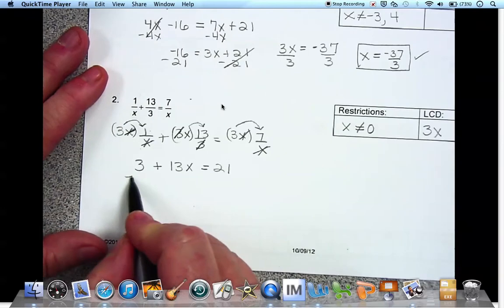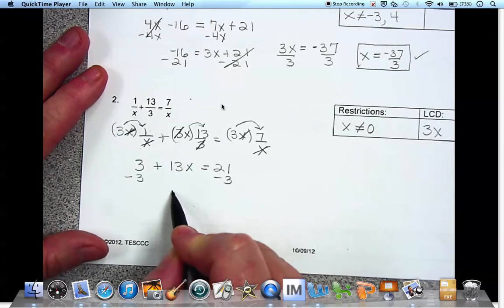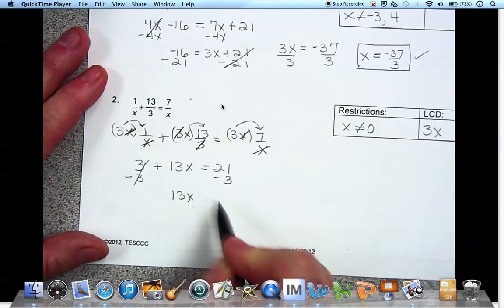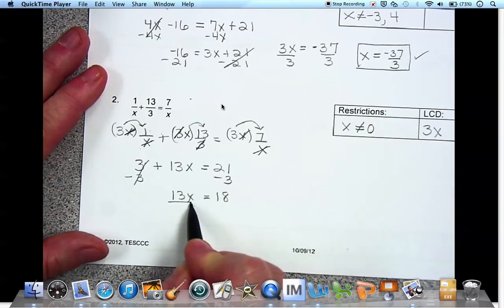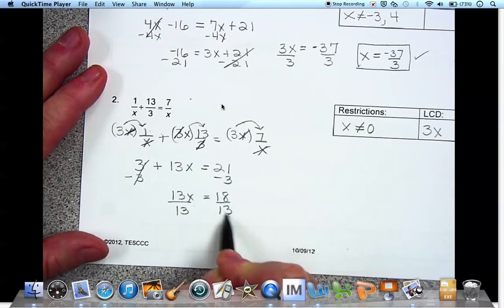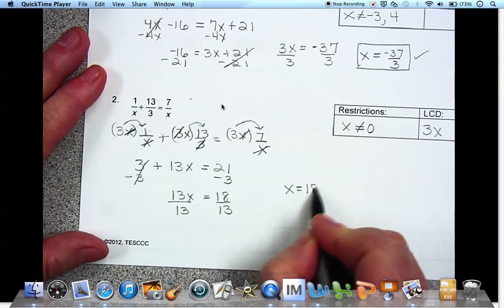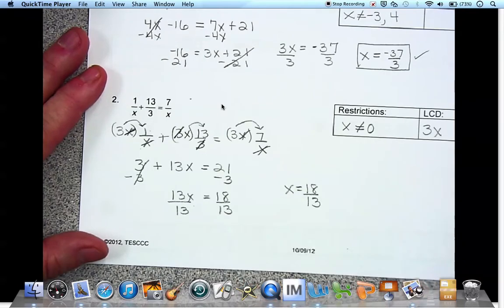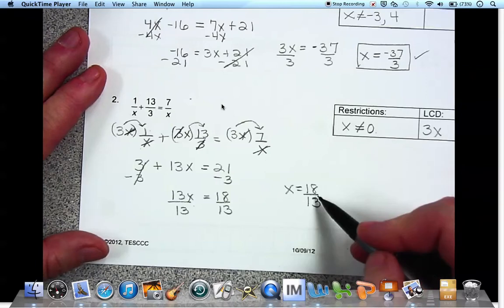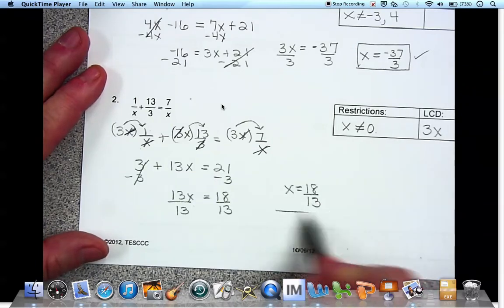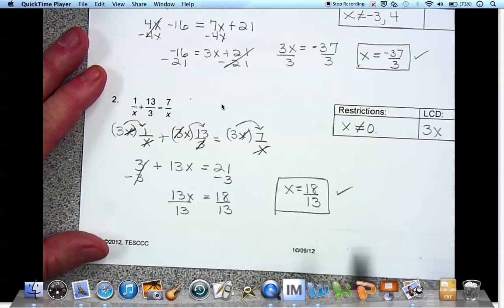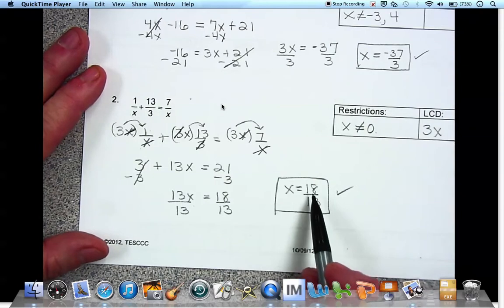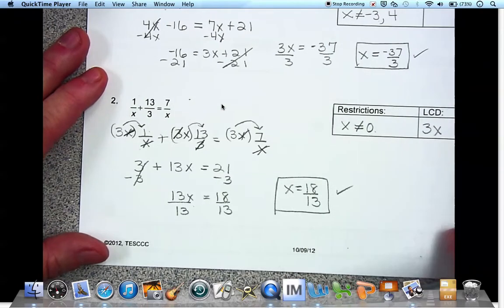Okay, so let's subtract 3. So we have 13x equals 18. Then divide by 13, and x equals 18/13. Okay, now we check our restrictions. We did not get 0. We got 18/13, so this is the solution. If we had gotten x equals 0, then we would have no solution.